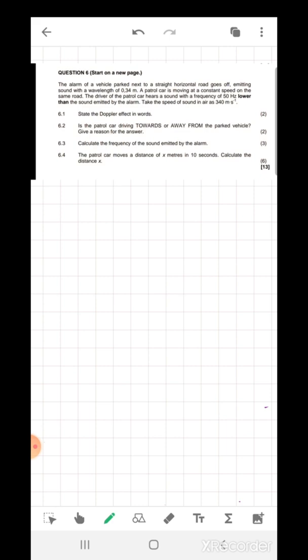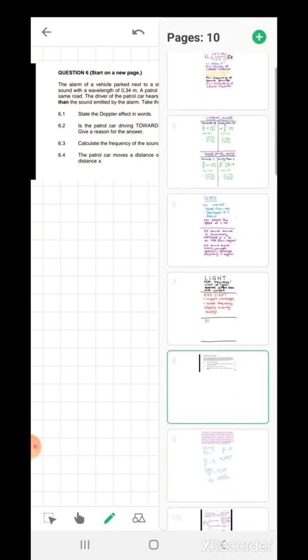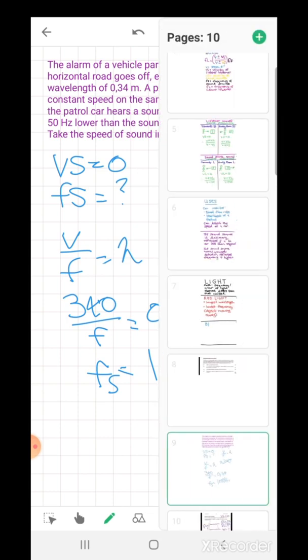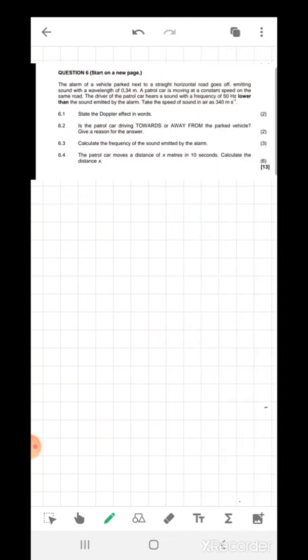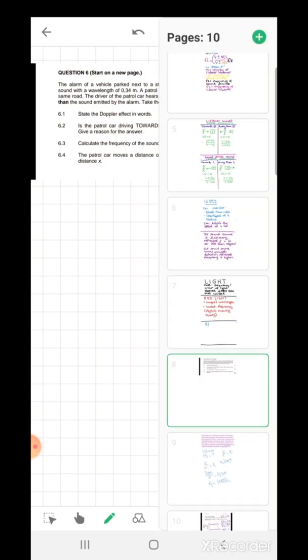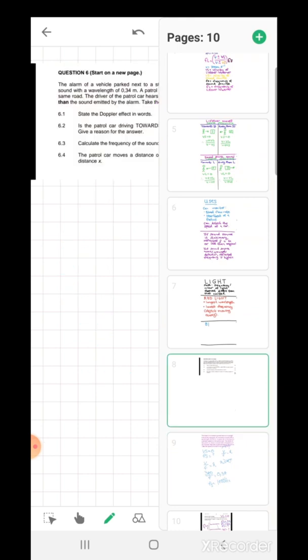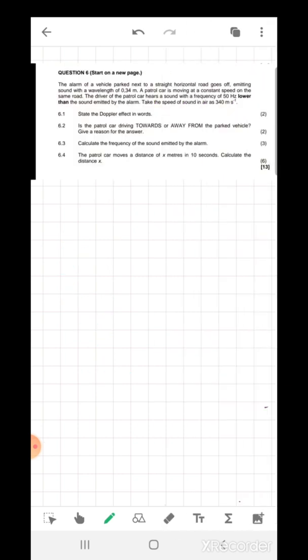Okay. Then they say calculate the frequency of the sound emitted by the alarm. And remember, I calculated that, and that was 1000 hertz. You may have been a bit confused about where I got that from, the first question about the frequency of the sound emitted by the alarm. That was the frequency of the sound source. And I told you that you have to use the speed of sound in air, and you have to use your wavelength. Then the next question that they ask us is, the patrol car moves a distance of X meters in 10 seconds. Calculate the distance X.